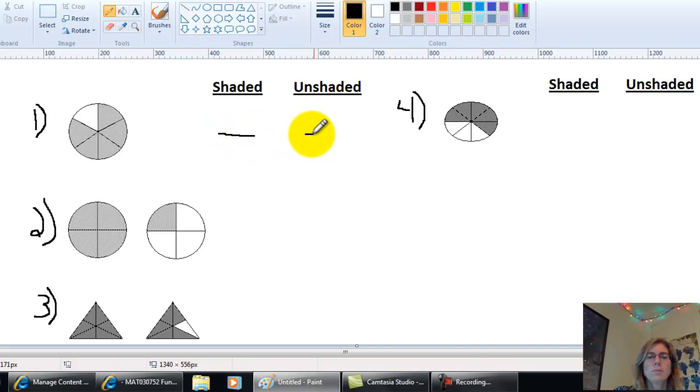So the total number of pieces in this whole is 1, 2, 3, 4, 5, 6. 6 pieces total. The whole is cut into 6 pieces. Of those 6 pieces cut, 1, 2, 3, 4, 5 are shaded. And 1 is unshaded. So these are the 2 fractions that represent this picture.